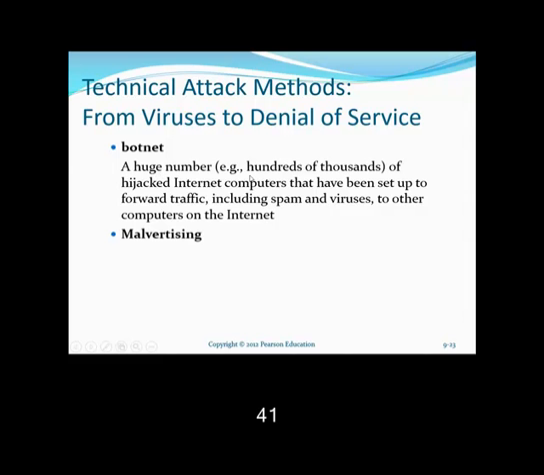Botnet, a huge number of hijacked internet computers that have been set up to forward traffic, including spam and viruses, to other computers on the internet. So when this happens, it is called a botnet. A huge number of hijacked internet computers. They hijack the internet computers so that they can forward the traffic, including spam and viruses.